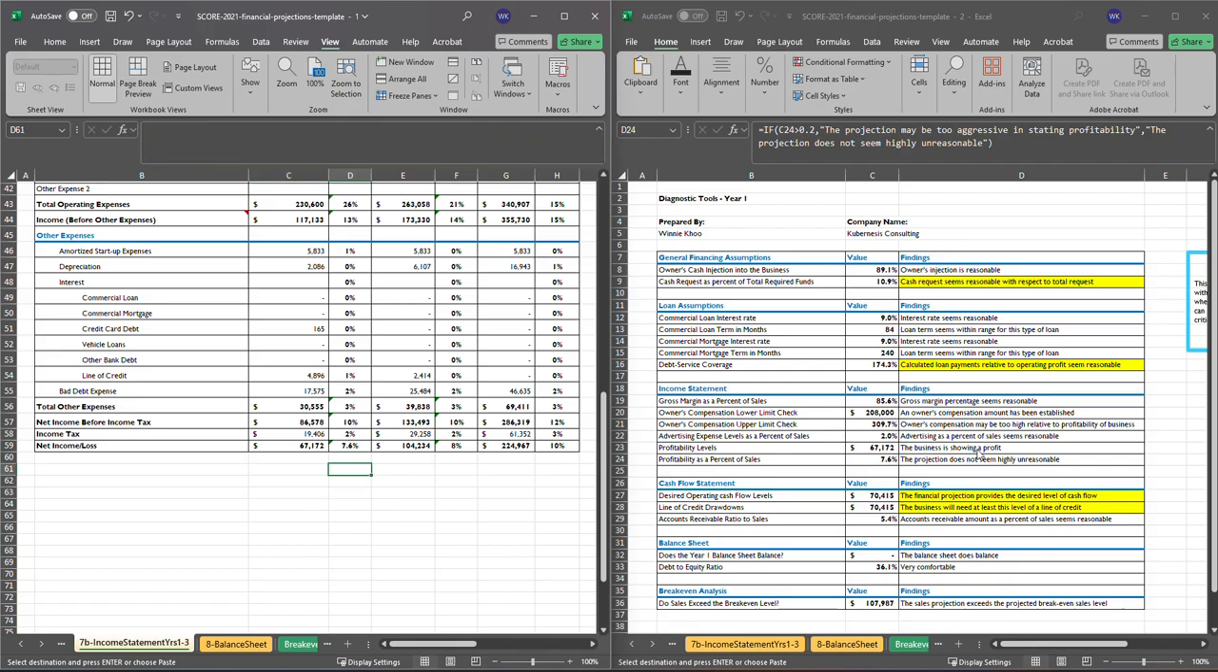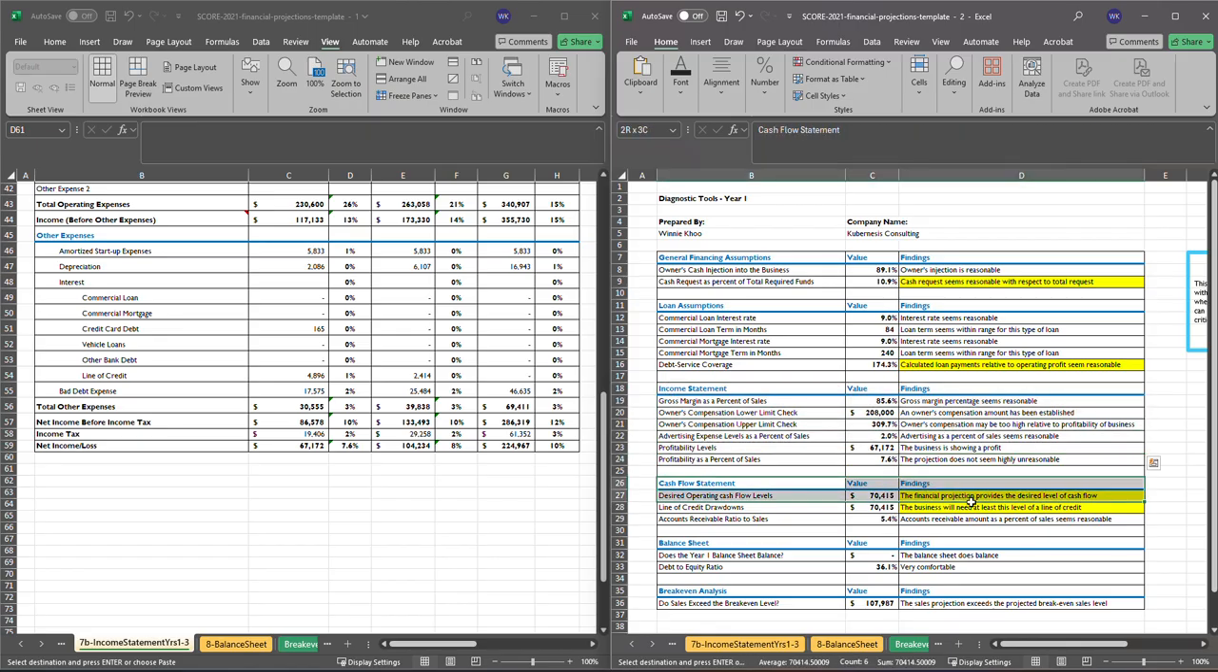I do not. So for me, my projection does not seem highly unreasonable. So this is, well, double negative. So this seems like a reasonable net income for the business, and all 3 years also meets that standard. So that's for net income. So that's for income statement.